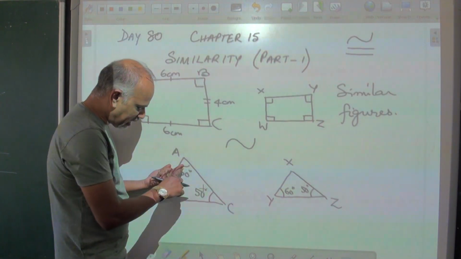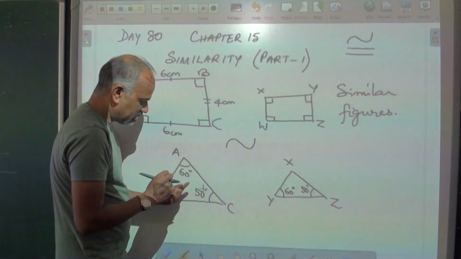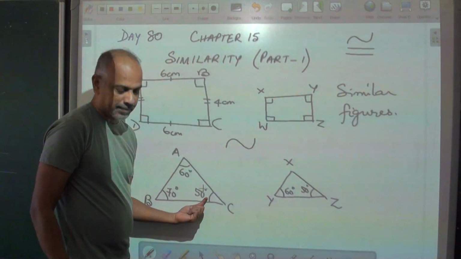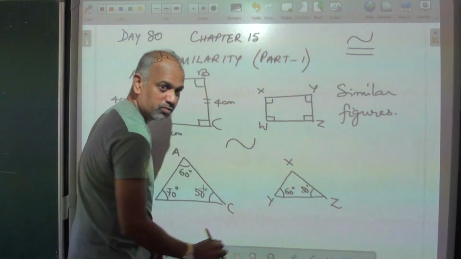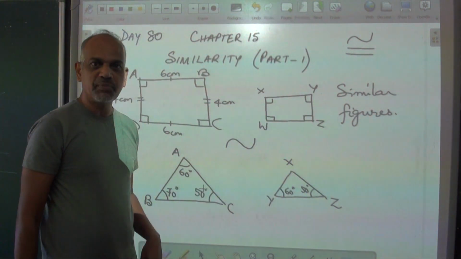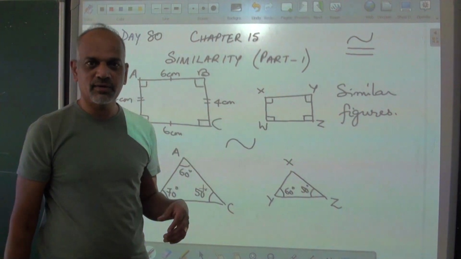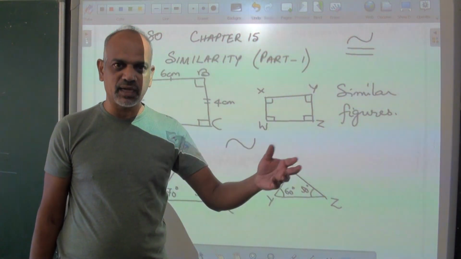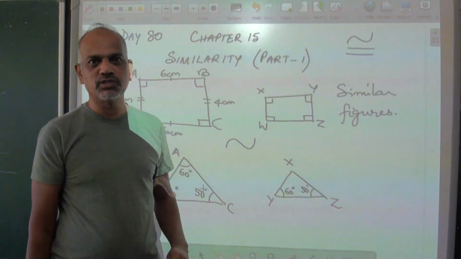So in the first one there is a 60, second one also has a 60. The first one has a 50, the second one also has a 50. Okay. So two corresponding angles are equal. Automatically the third corresponding angle also becomes equal. So for two triangles, it is enough that you prove that two angles are equal. Automatically the third angle also becomes equal.